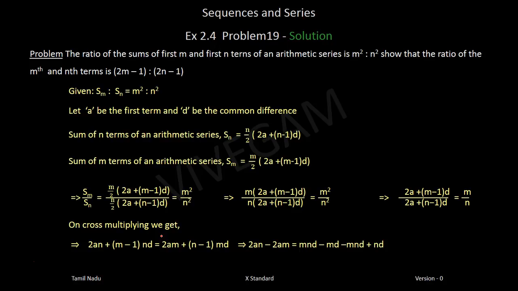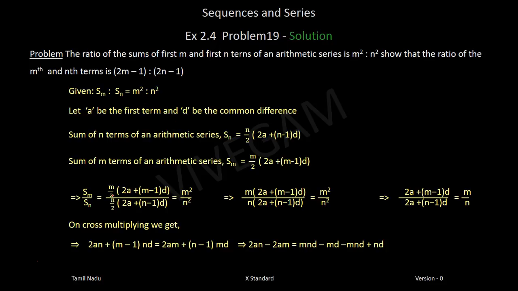Okay, right. So as I told you, let a be the first term, d be the common difference. Calculate Sm and Sn using the standard formula n by 2 into 2a plus n minus 1 into d, and divide Sm by Sn. The whole right hand side you write as a division and equate it to m square by n square. That's what is given here.